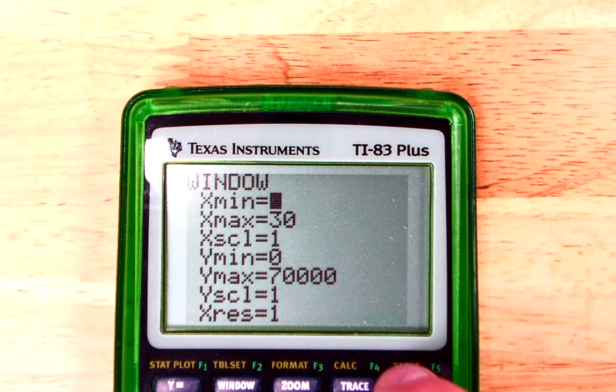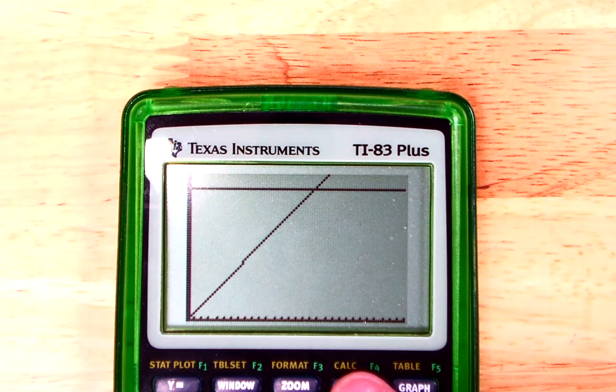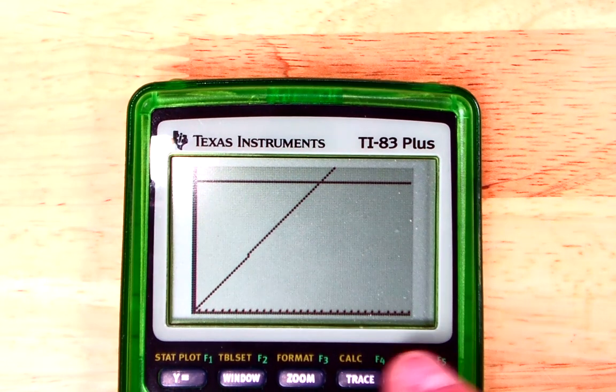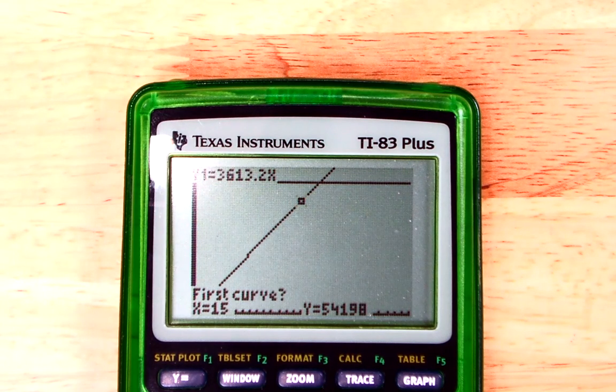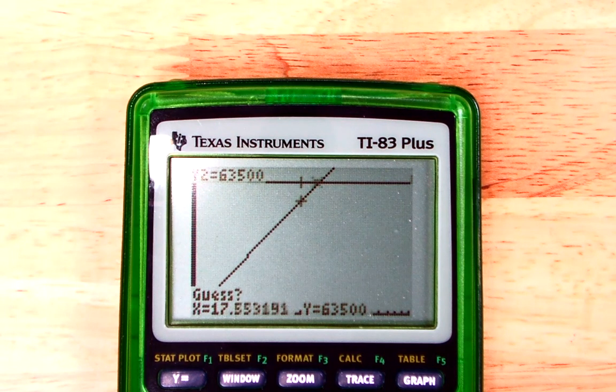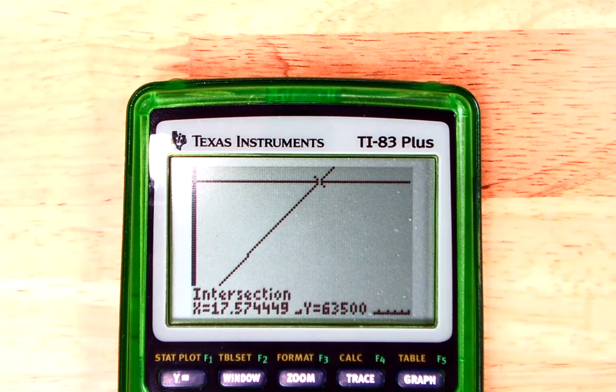Okay? So now if I'm looking at my graph, if we go second Calc, we can do intersection. On this one, algebraically, it's silly to do an intersection with our graphing calculator because we would just set it equal to 63.5 and solve it. But I'm just trying to show you a skill on this. So if I go intersect, first curve, boom, second curve, boom, guess, boom. There we go. There's my intersection. So that tank would have to be 17.6 feet high.